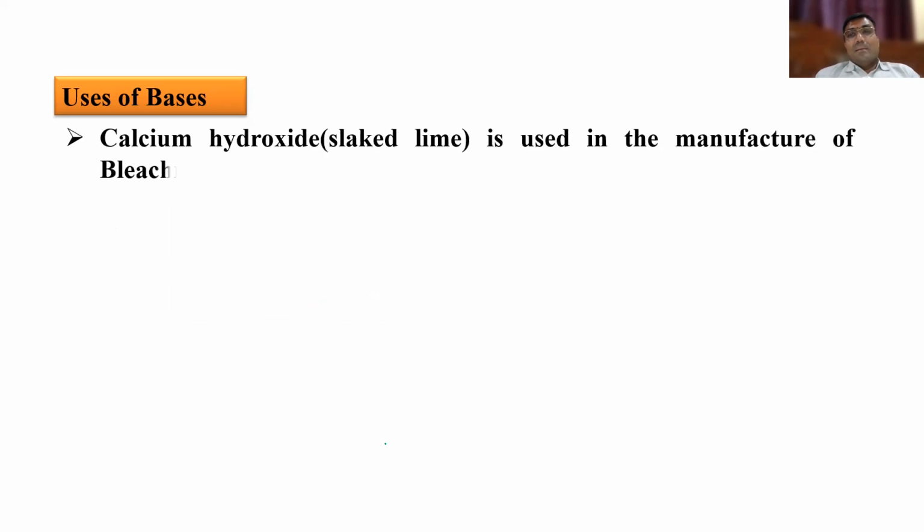Slaked lime is very, very important. What is the bleaching powder formula, students? Bleaching powder is CaOCl2. It is basically used on roads and roadsides to disinfect. Bleaching powder reacts with water and forms HOCl. This HOCl is unstable and dissociates into HCl plus nascent oxygen. This nascent oxygen is a disinfectant.